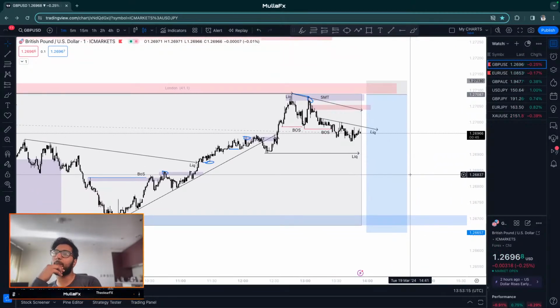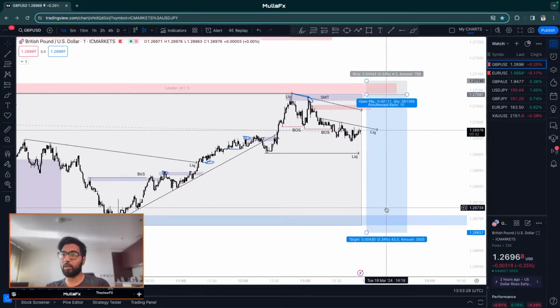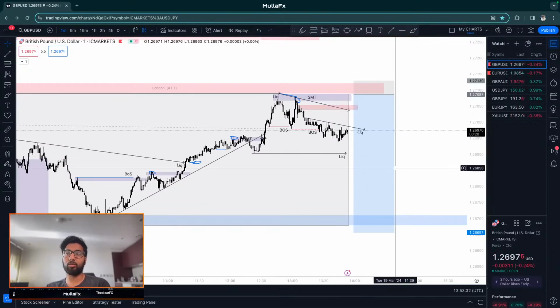Just patiently waiting. Now again, I could have just missed the opportunity and price will just crash down here. It is completely fine. We'll just wait for tomorrow and see what tomorrow holds as well.